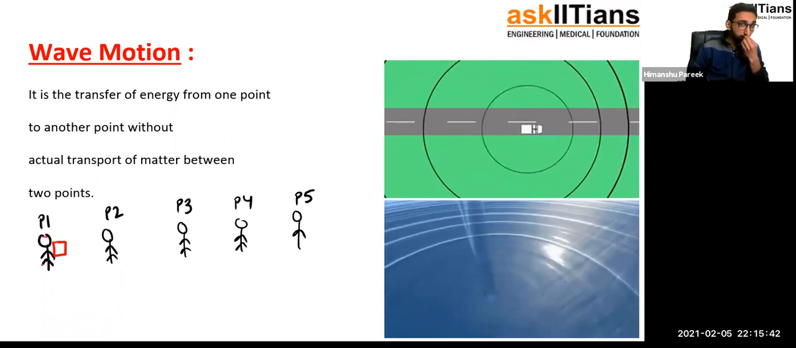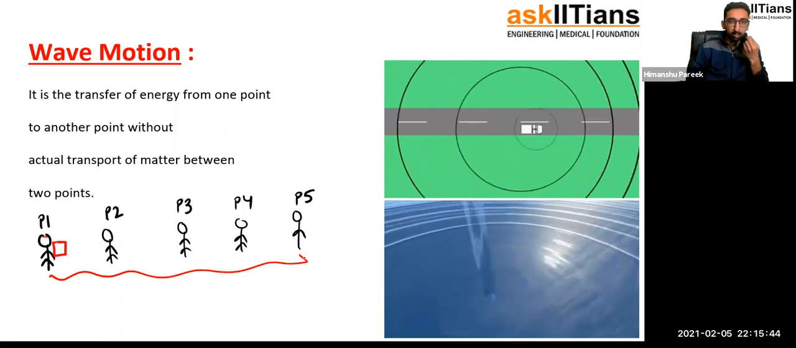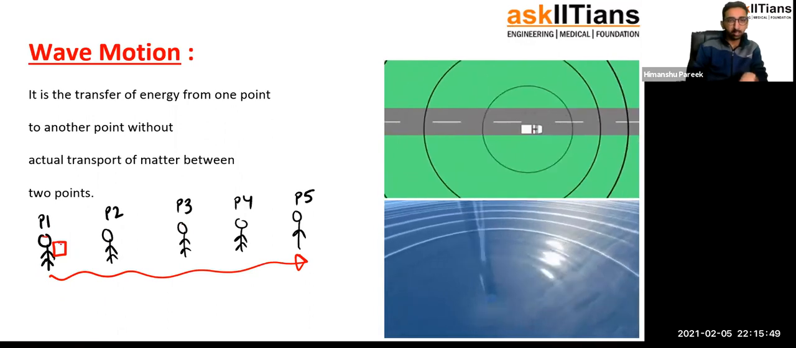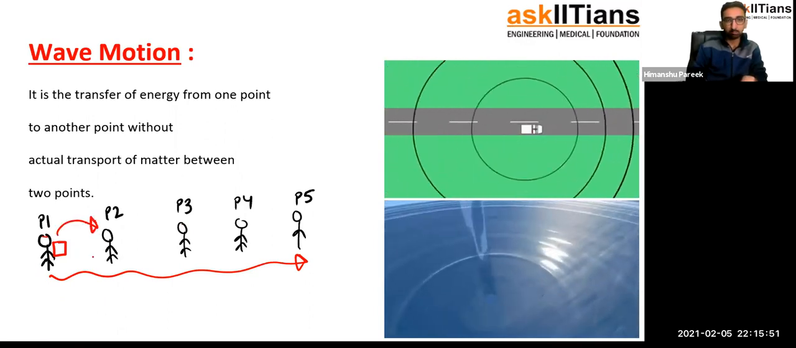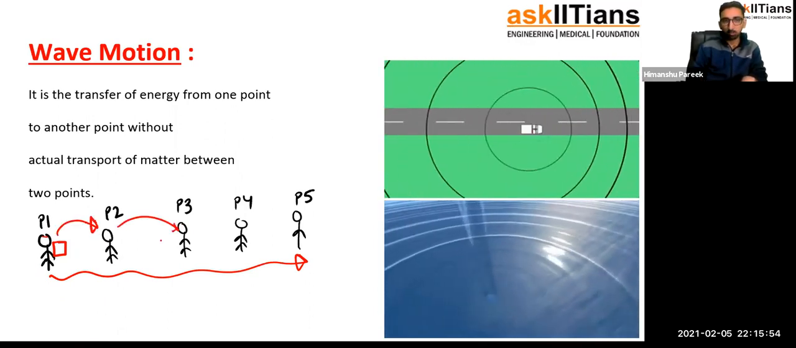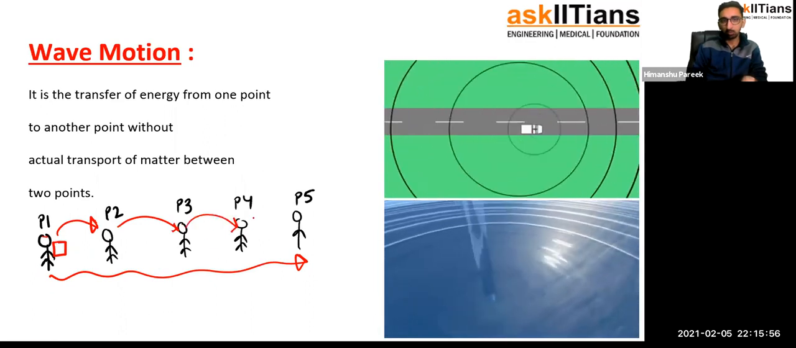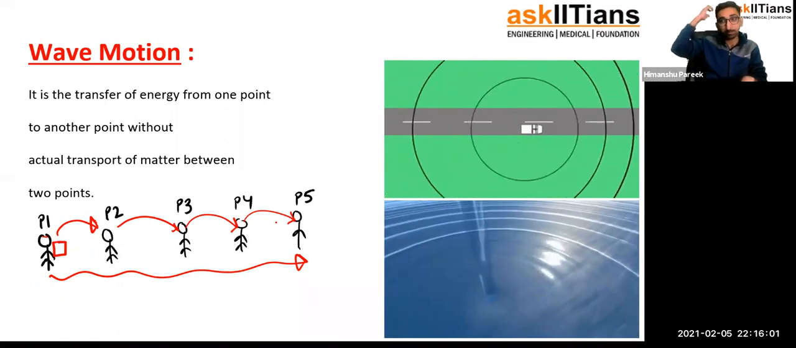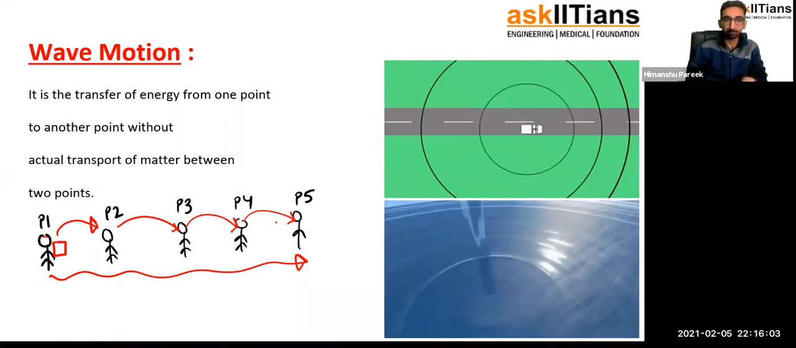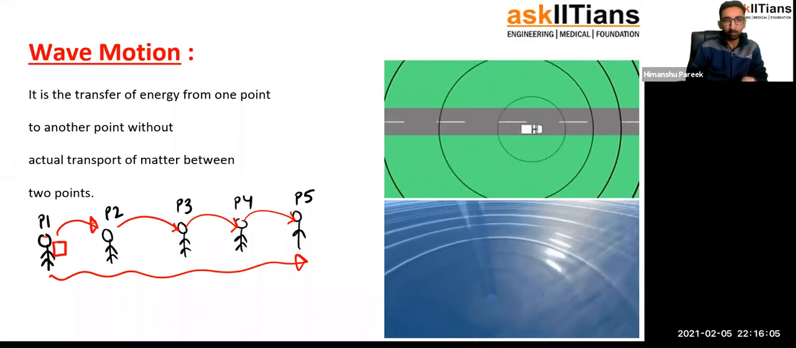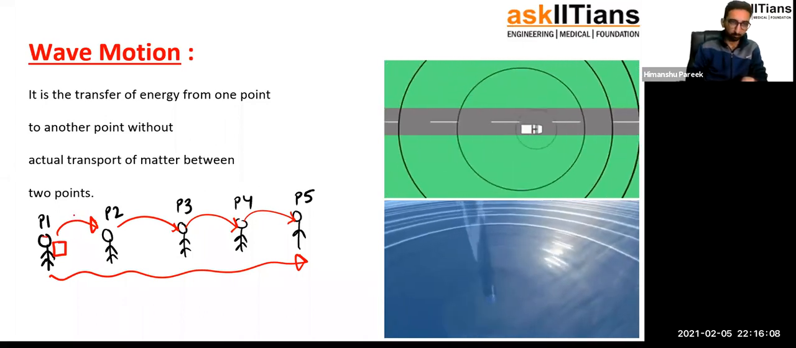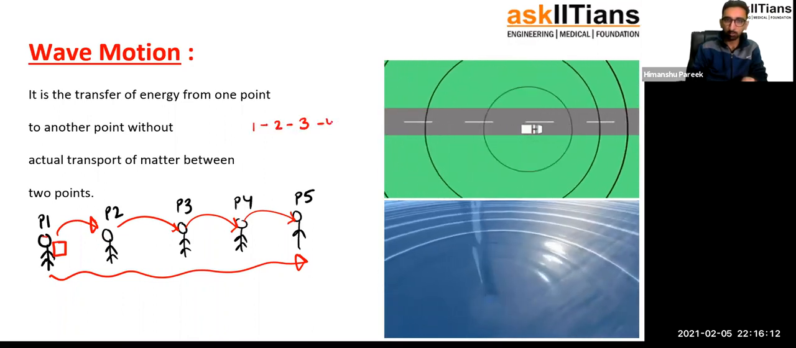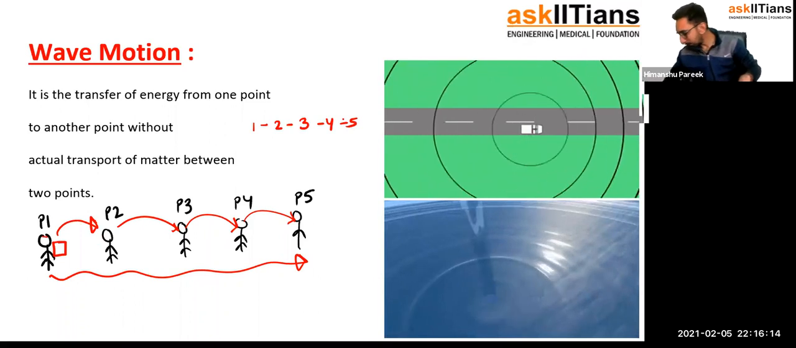Now one way is that person 1 will walk and go to person 5, right? But another way is he will pass it on to person 2, 2 will pass it on to 3, 3 will give it to 4, and person number 4 will pass this to person number 5. That is also one of the options, right? So when 1 was passing to 2, 2 was passing to 3, 3 was passing to 4, and 4 was finally passing to 5.